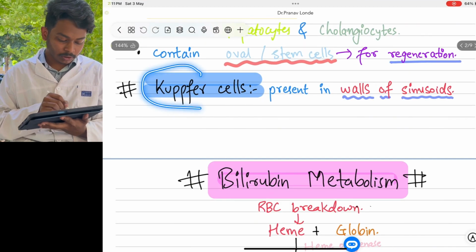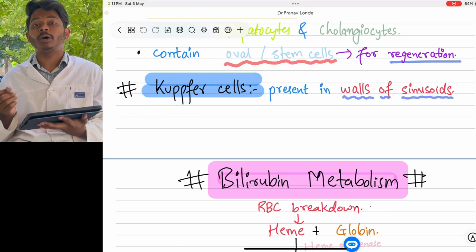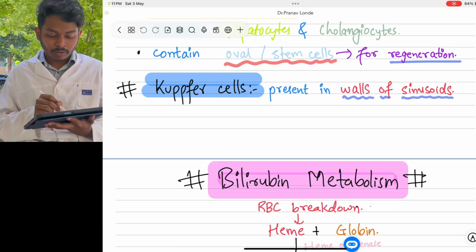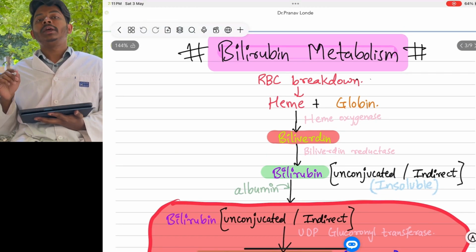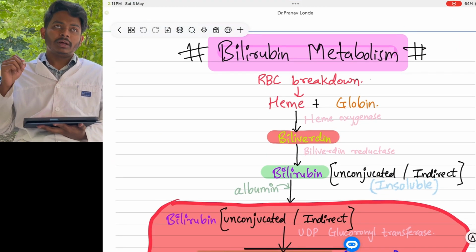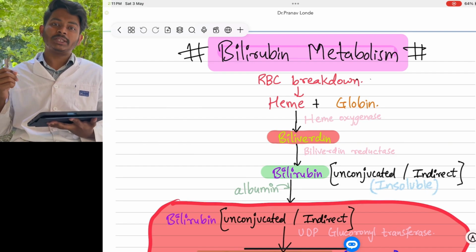Coming to the next, we have the Kupffer cells. Kupffer cells are the macrophages in the liver, which are present in the walls of sinusoids. So we have done this. Now what happens in our liver? I will tell you the basics of bilirubin metabolism.